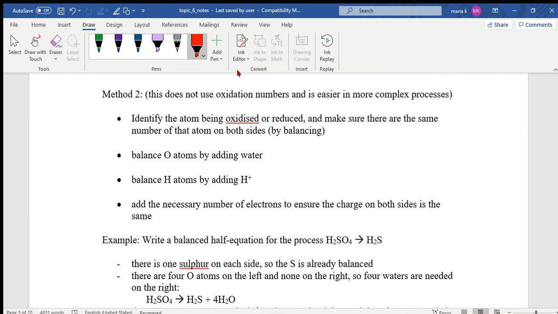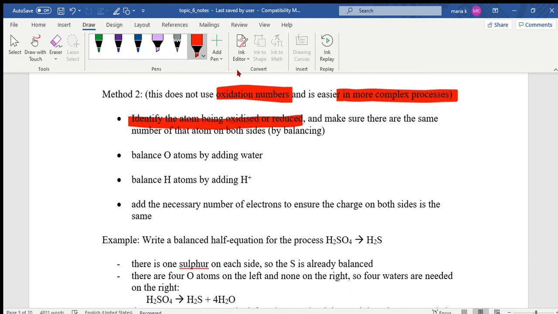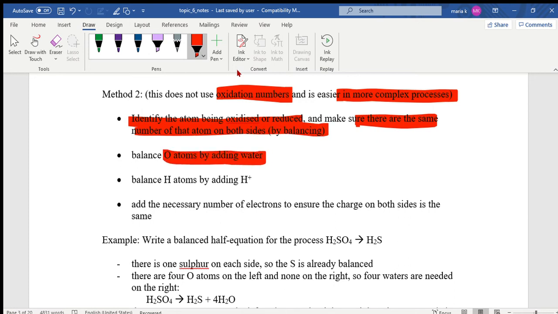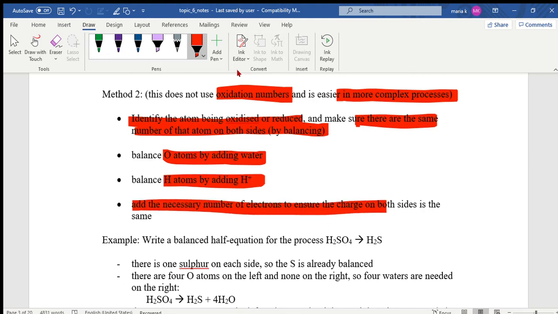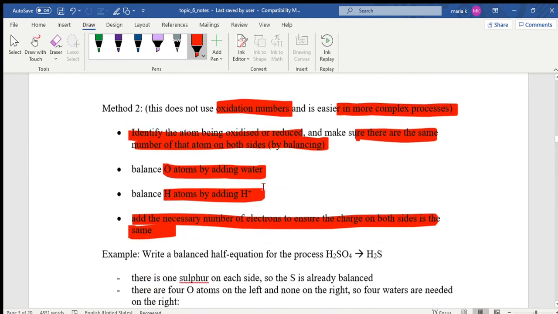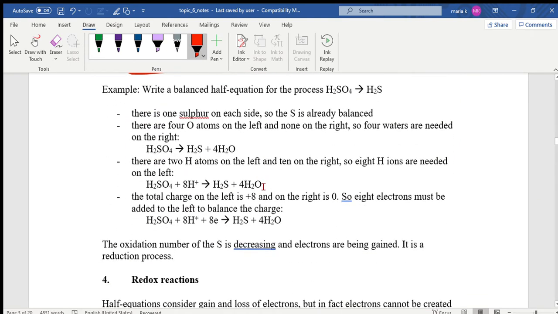This does not use oxidation numbers and is easier in more complex processes. Identify the atom being oxidized or reduced and make sure there are the same number of that atom on both sides. So that's pretty self-explanatory. Then you add the oxygen. This is the method that I was mentioning earlier. Excellent. So let's practice this with an example here.